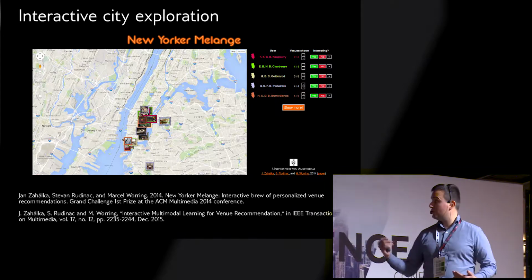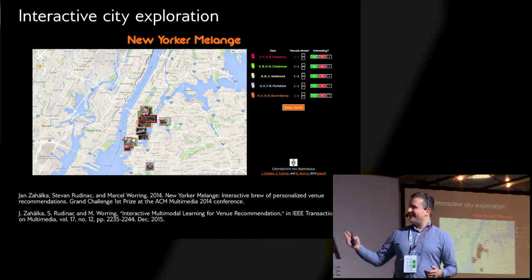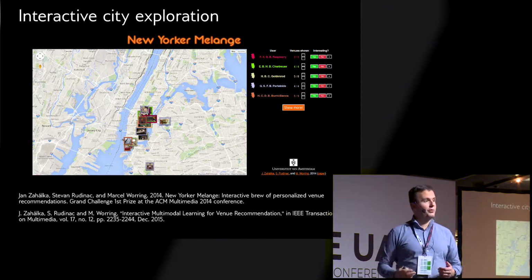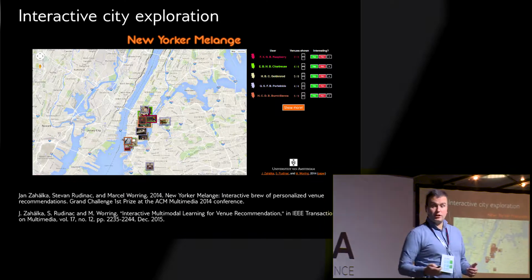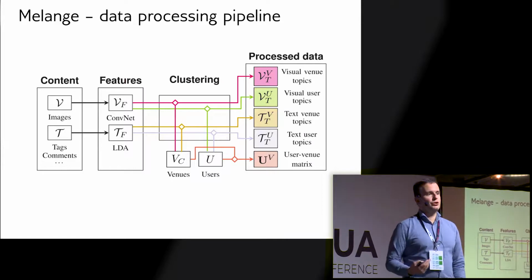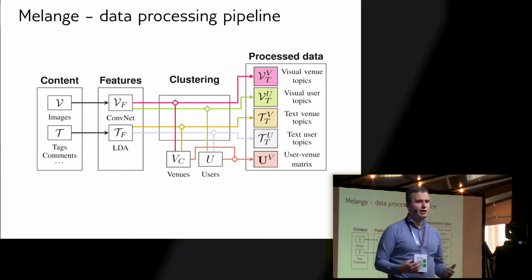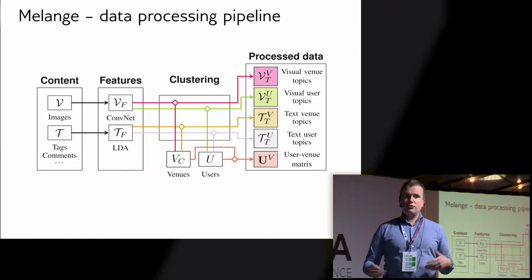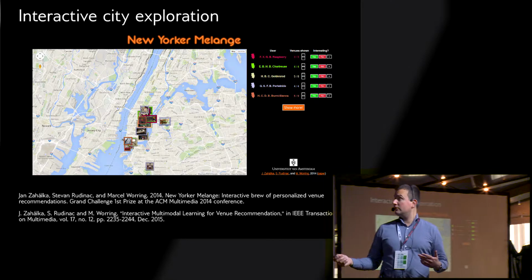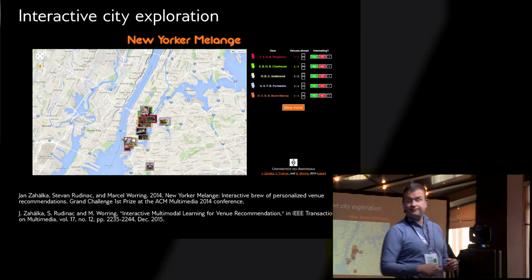So with my PhD student, Jan Zachalka, also a Slavic person like me, only from Prague, and my colleague Marcel, who you may have seen last year here, director of our institute, we came with this New Yorker melange, an interactive concept that allows people to find the venues through the eyes of like-minded users. So basically, we would be collecting large amounts of images, large amounts of text from different social media sites, modeling visual content, modeling text, modeling the metadata, and basically finding people that are similar to you and eventually recommending parts of the profile that may be interesting.